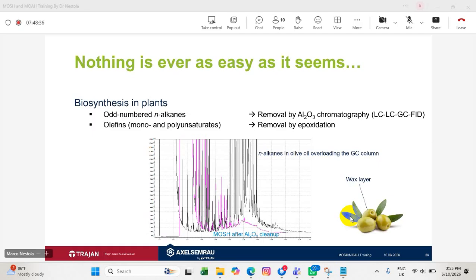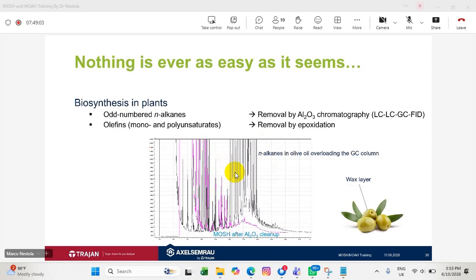That's for the aluminum oxide cleanup, because aluminum oxide is a material which absorbs mainly long chain N-alkanes. So it is a technique very nicely suited, we will talk about this tomorrow, for removal of those compounds more or less specifically. Again, not 100% specific, but to a very high content.